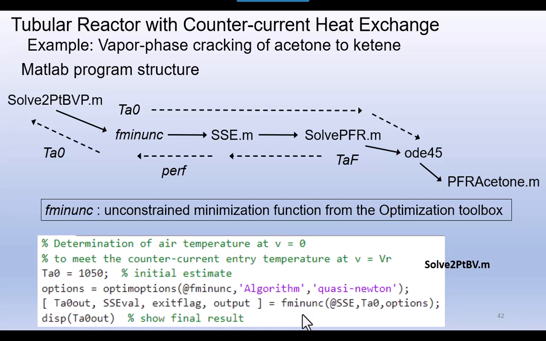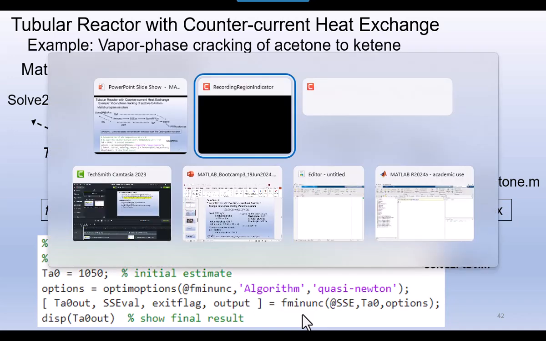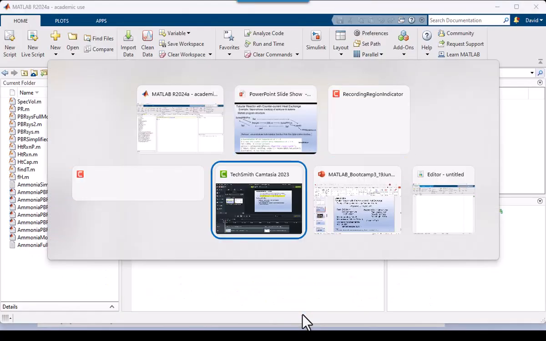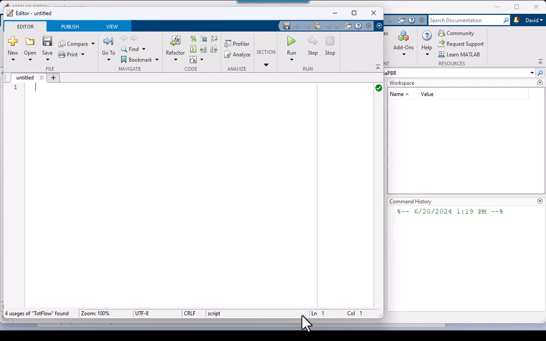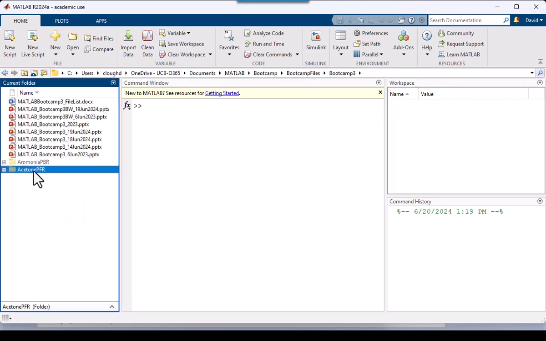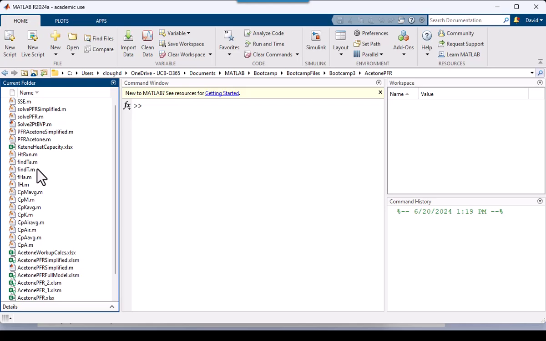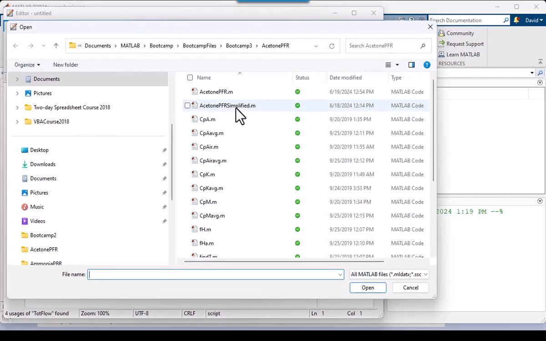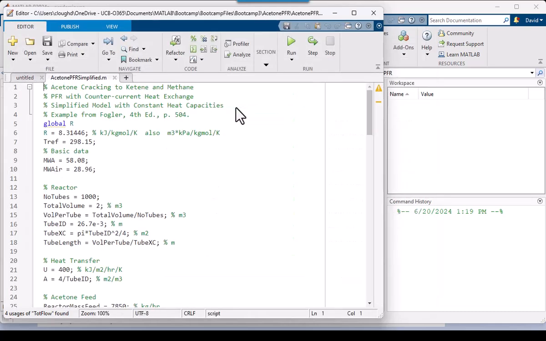So let's go over and look at some code with the editor. Bring up the command window first, and then the editor. And let's see if we're in the right directory here. I don't think we are. So we'll get in our Acetone PFR directory, and then we'll come over to our editor and open Acetone PFR Simplified. So this is the routine that solves the simplified model.